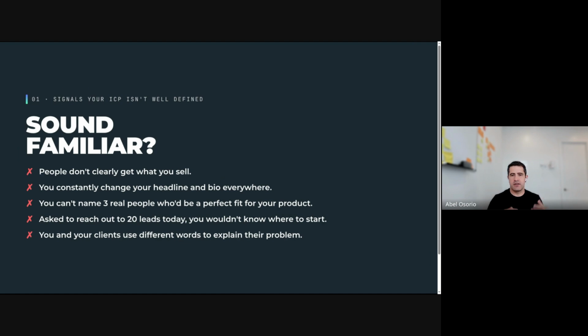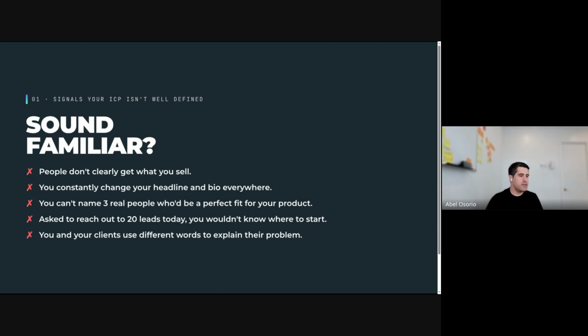The second signal is that you are constantly changing your LinkedIn headline, your bios everywhere. So that needs a lot of work. It doesn't really touch a nerve. You read it and it doesn't really feel powerful, stuff like that, right? So you are all the time trying to find the words that make your, again, headline powerful.